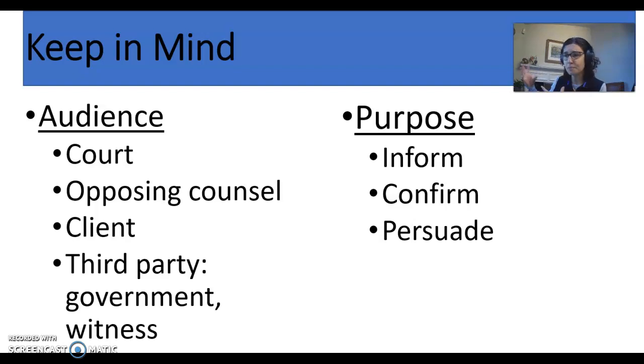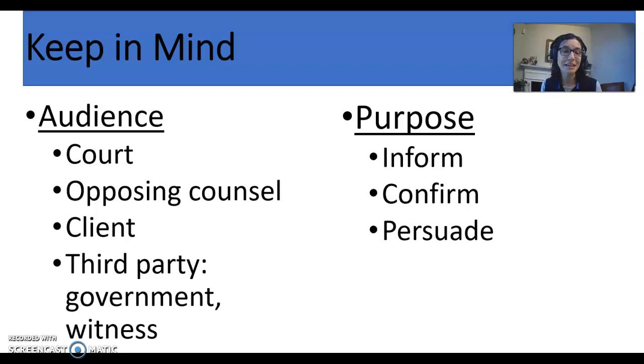They are third parties that just may have some information that we need, or they're related to the matter. And sometimes our audience is multiple of these. We might be writing to both opposing counsel and the court at the same time. So we always want to keep in mind who we're writing to.